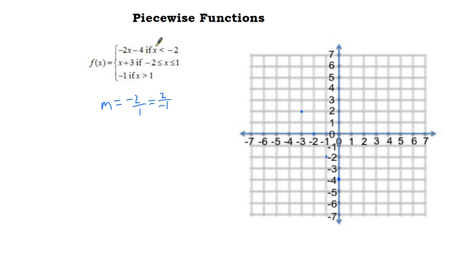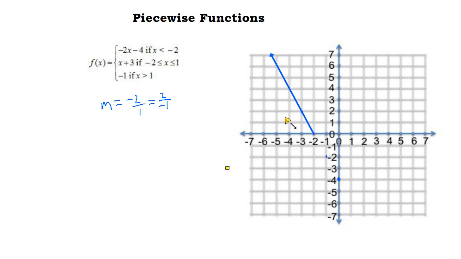Now, I've only made dots, and I'm not going to draw the line just yet, because I see that this is only true for x less than negative 2. In other words, over here, where x is greater than negative 2, I don't want to draw anything. I'm going to continue this line, and I'll just continue this trend going up.